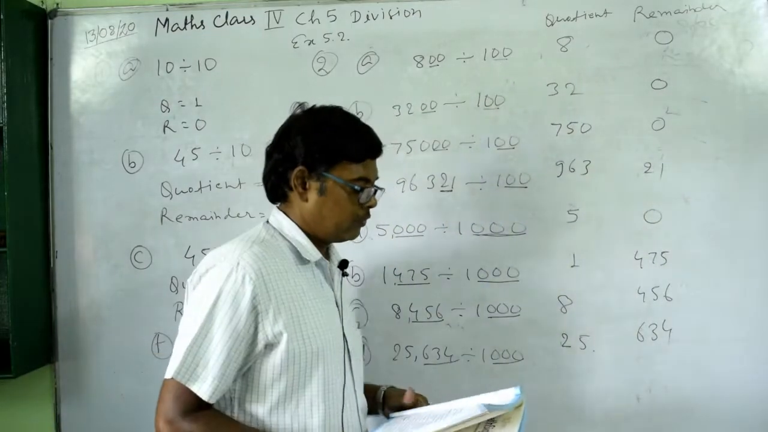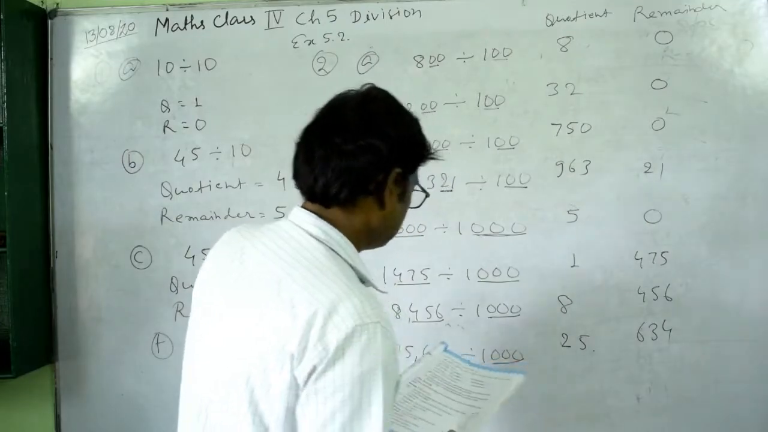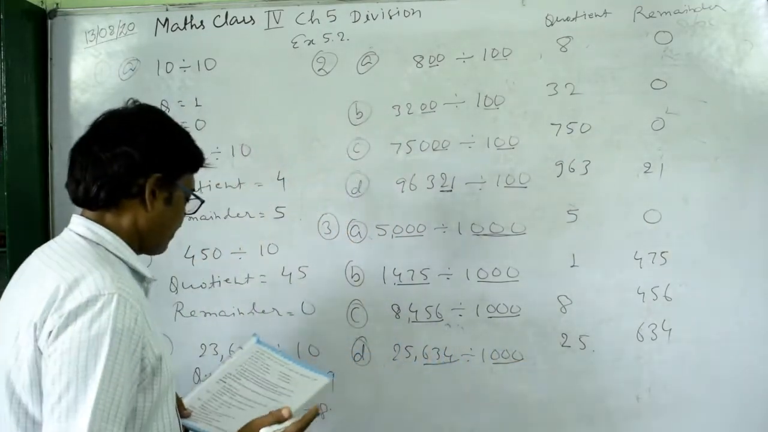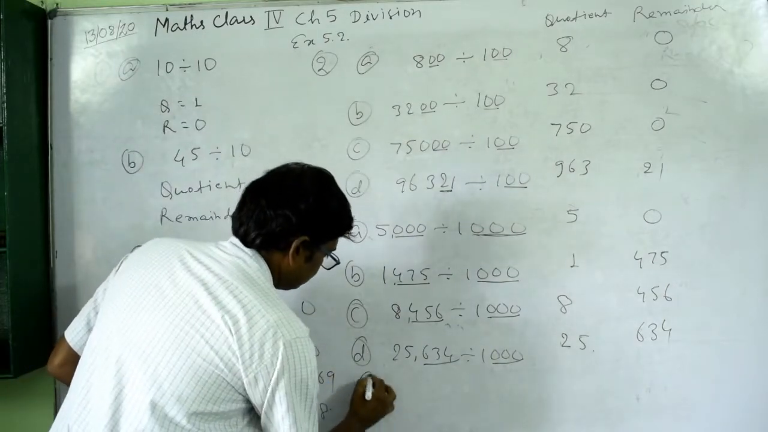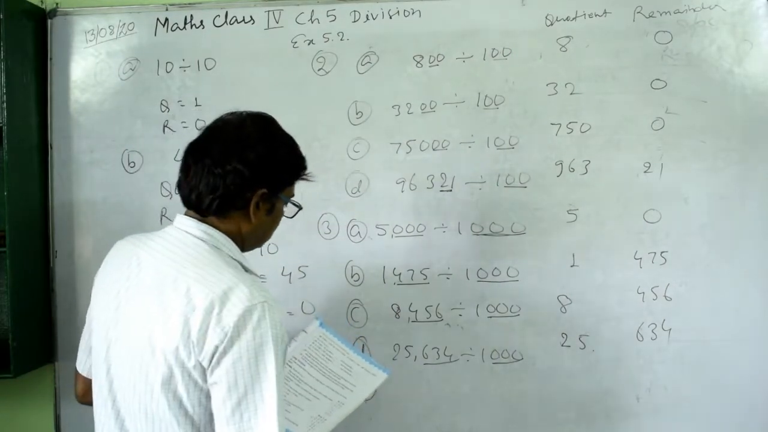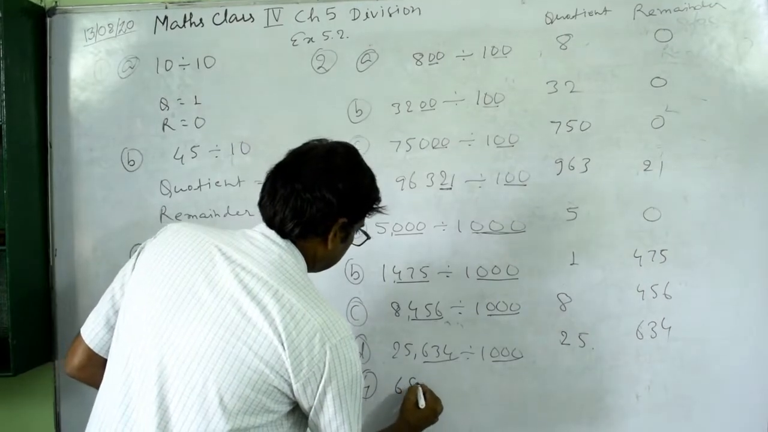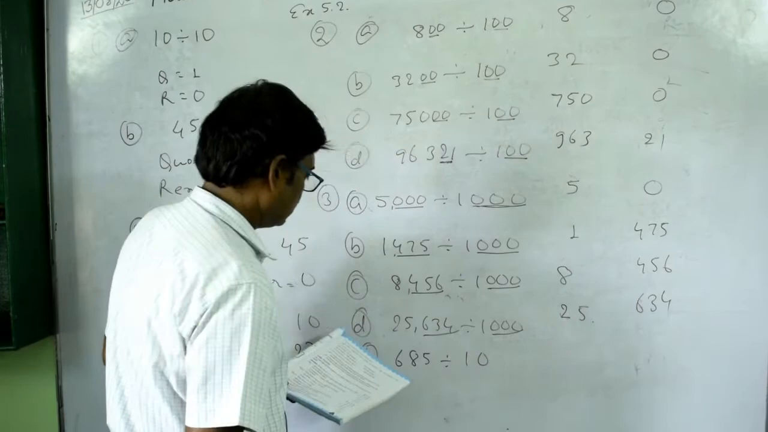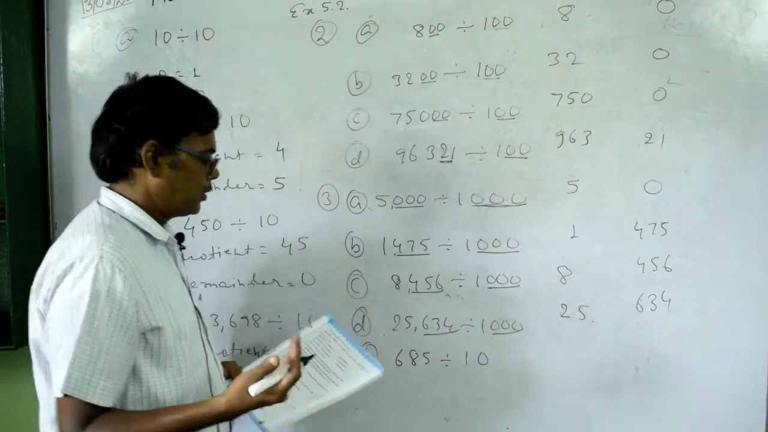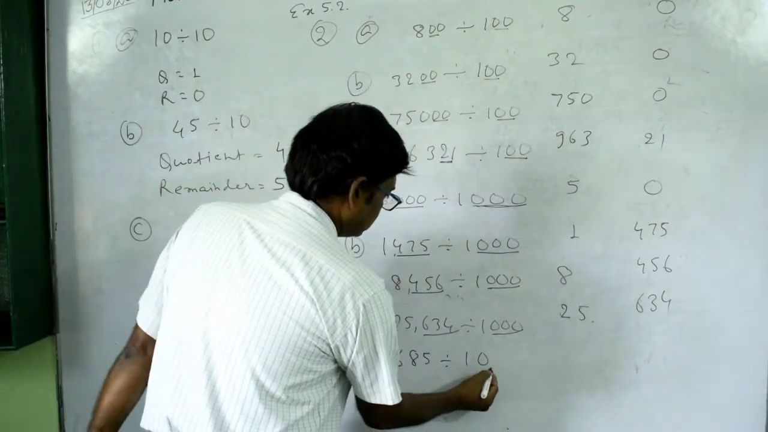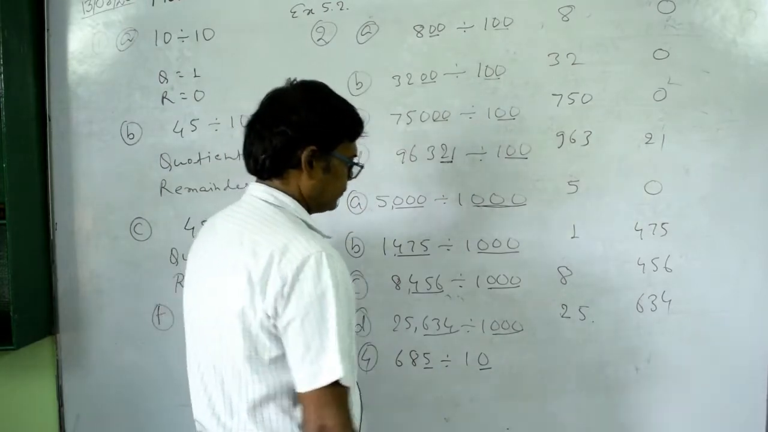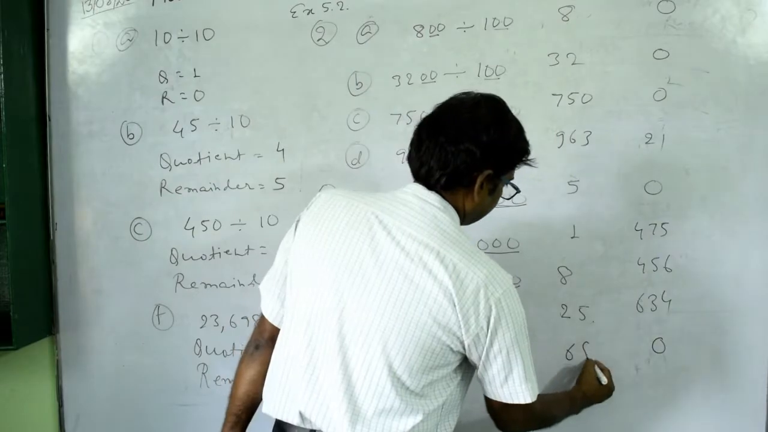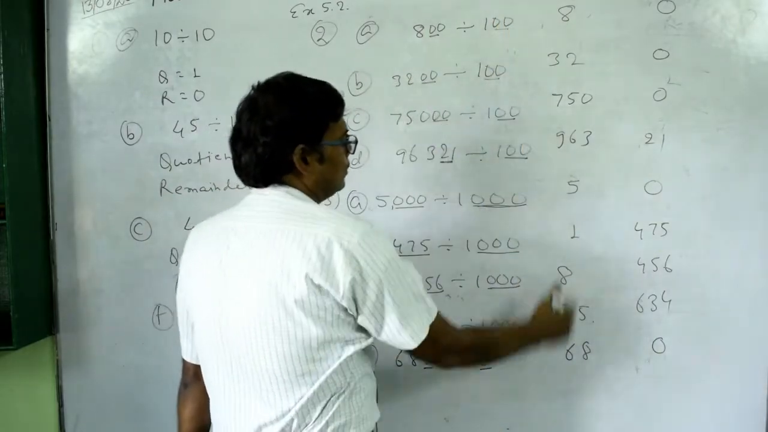Now you have the fill in the blanks, okay. Question number 4. You have 685 divided by 10. So here you have to write what is the quotient and what is the remainder. So what is the quotient here? 10, then this will be the remainder. So here the remainder is 0 and quotient will be here 68, okay. Quotient line and remainder line here.